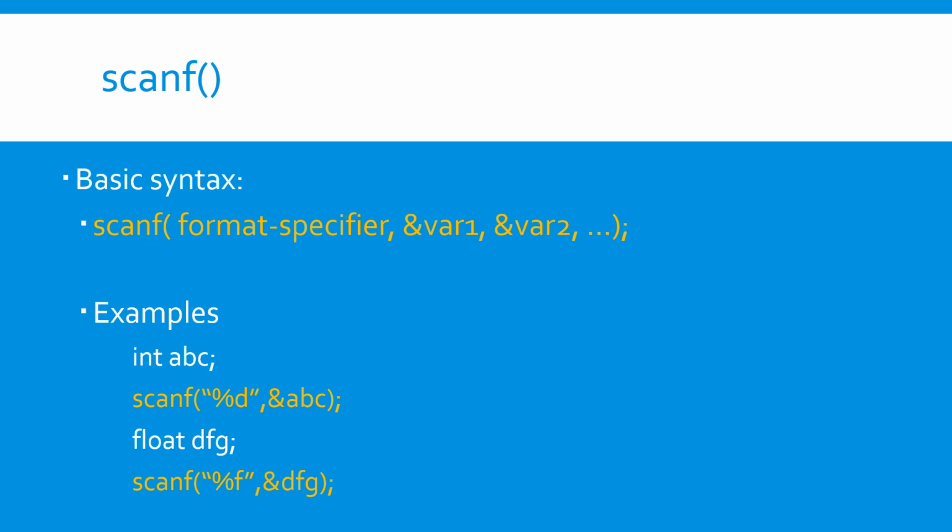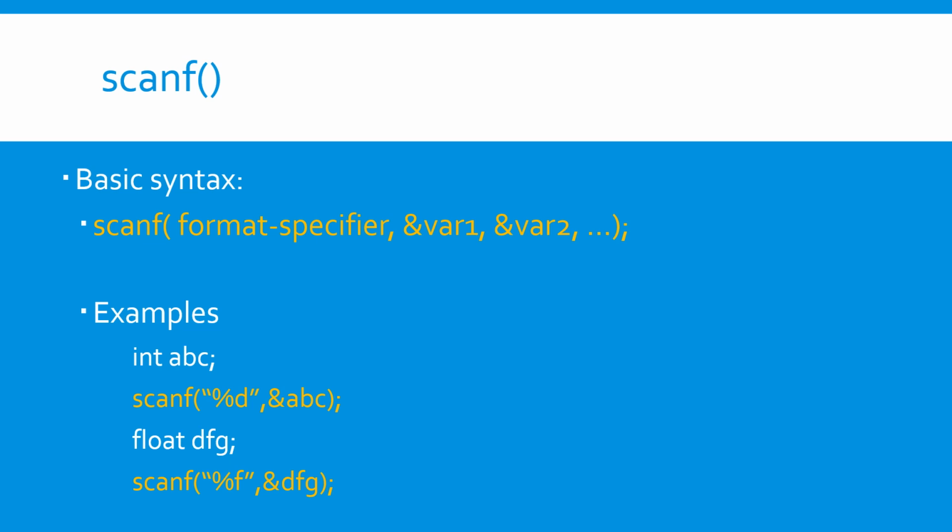And format specifier means what kind of data type we are going to enter. If variable 1 is an integer, it must be %d, and if variable 2 is a float variable, it must be %f, the format specifier. So depending upon the data type of the variable, the format specifier will vary.